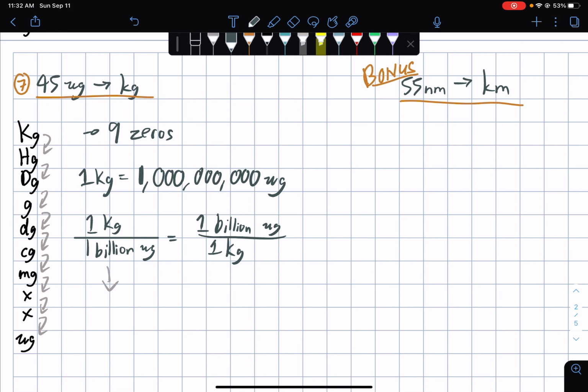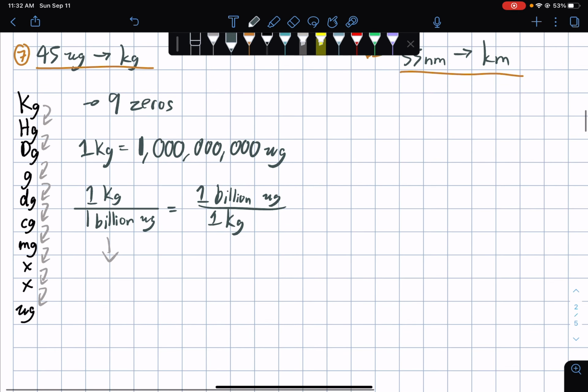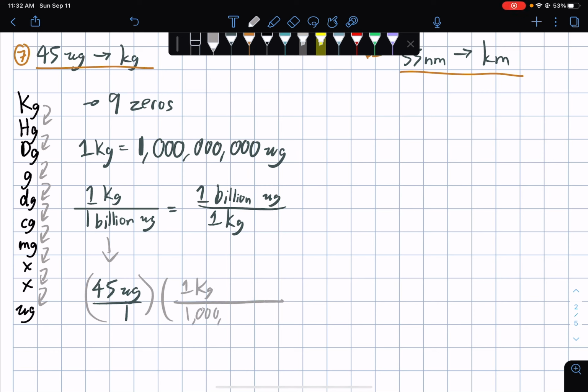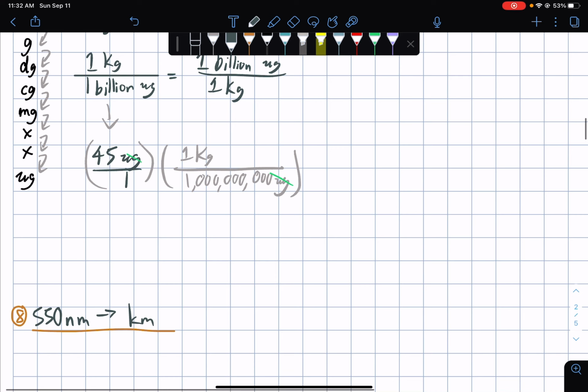So let's write the 45 micrograms now. 45 over 1 times 1 kg over 1 billion micrograms. Cancel the common units. So 45 over 1 billion, in scientific notation, is 4.5 times 10 raised to negative 8 kilograms.